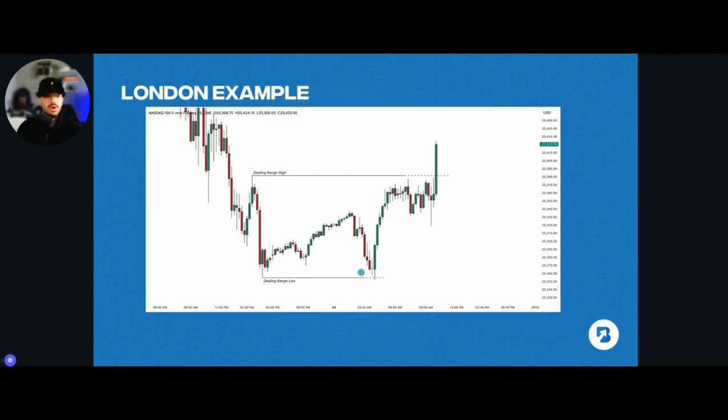So you can see right here on New York time at 3 a.m., if you're trading the London session, at 3 a.m. you're looking for the market to trade into liquidity, which is the dealing range low. Once you trade into this liquidity, you're looking for a reversal around this level at 3 a.m. So we're on the M15 chart right now. Let's go on to the M5.